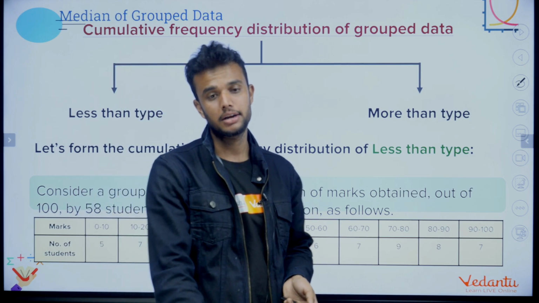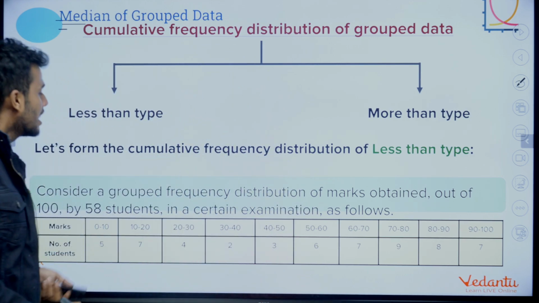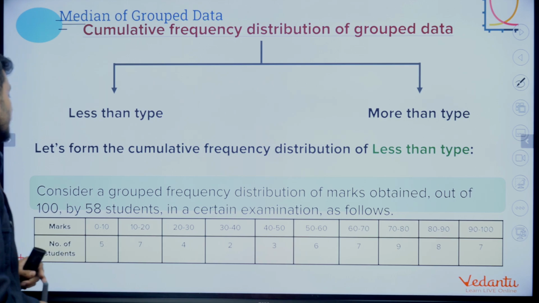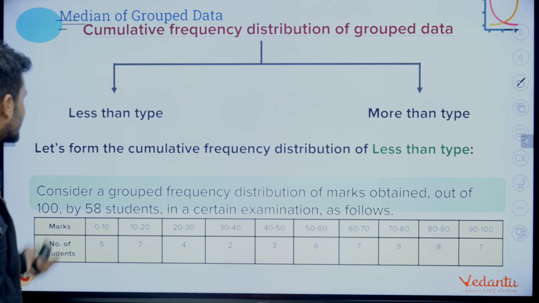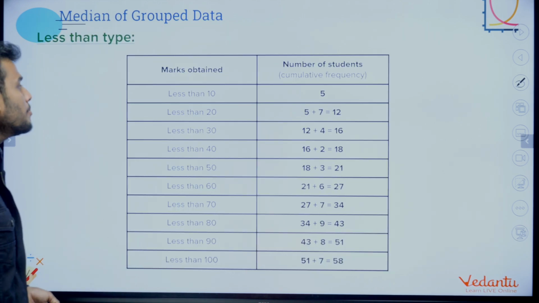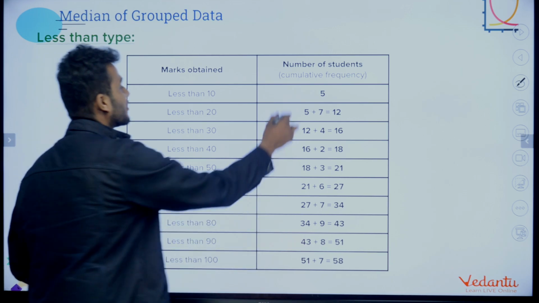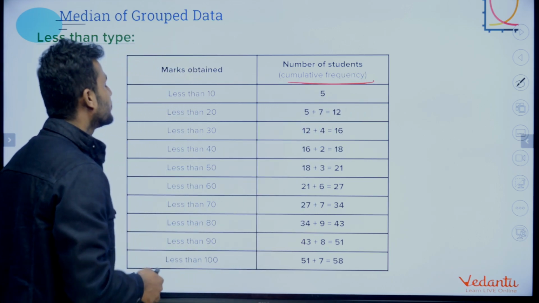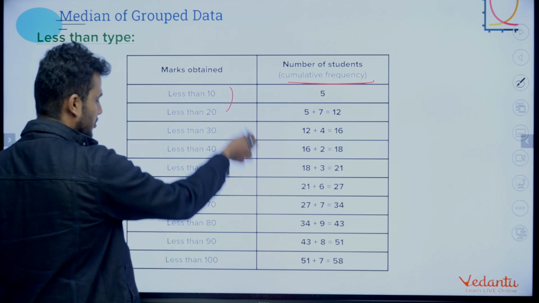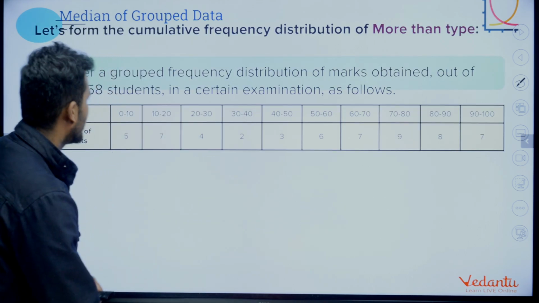CI, very important. Okay, students, one question is there. Consider a grouped frequency distribution of marks obtained out of 100 by 58 students in a certain examination as follows. Marks is there, number of students is there. How to solve? Make a column, then cumulative frequency. How to find out the cumulative frequency? Very simple. Add the two values, 5 plus 7, and follow that. We got the cumulative frequency value.